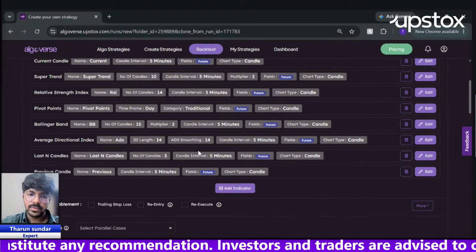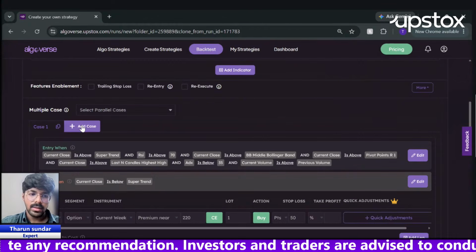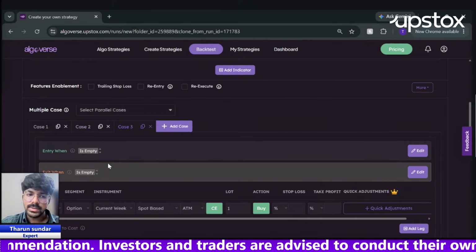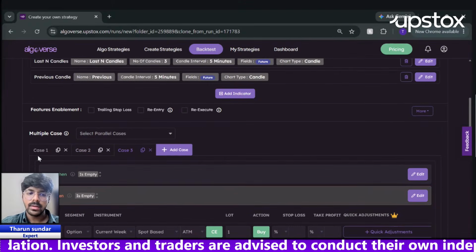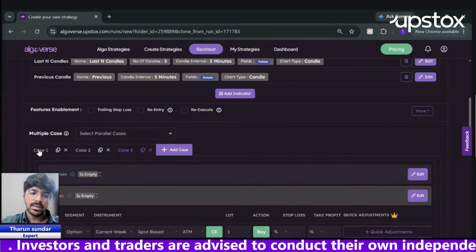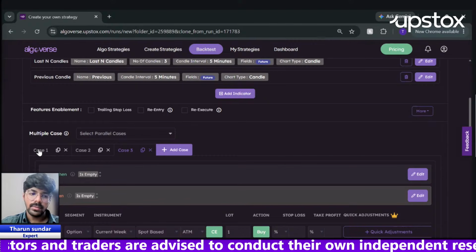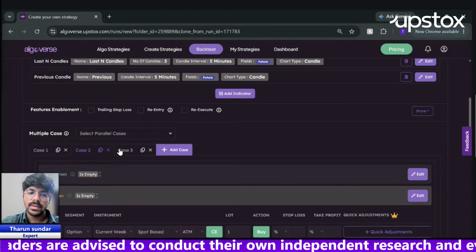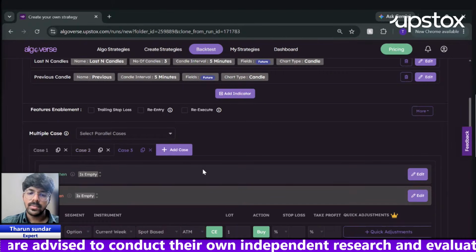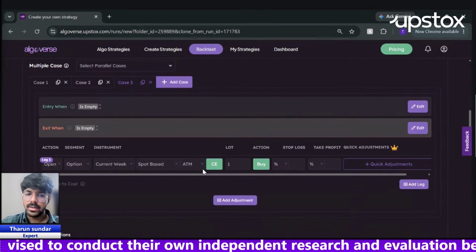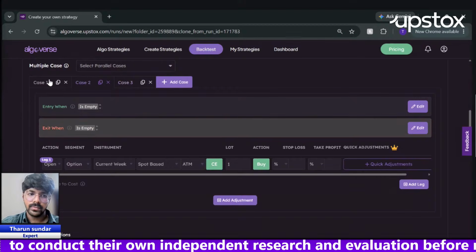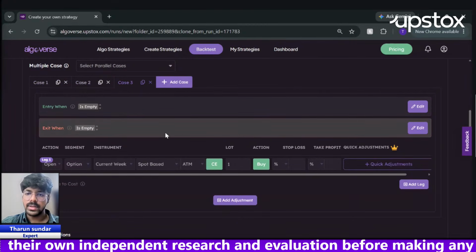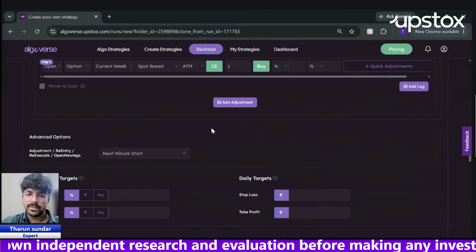Let's say this is for a bullish condition. I can add one more case, have a bearish condition. I can add one more case and have a non-directional condition. That is, whichever condition, let's say before 11:30, either the bullish or bearish condition should have taken a trade, or else after 11:30, I will deploy a short strategy, like any conditions you can think of. Likewise, I can add 10 different cases under one single strategy.